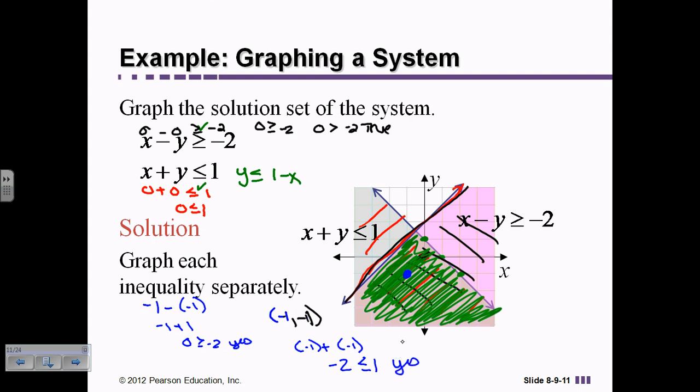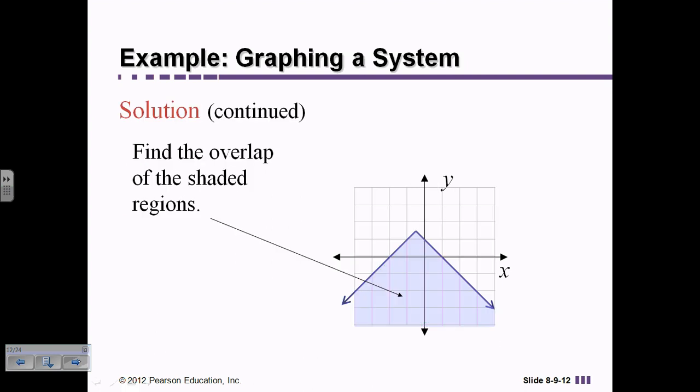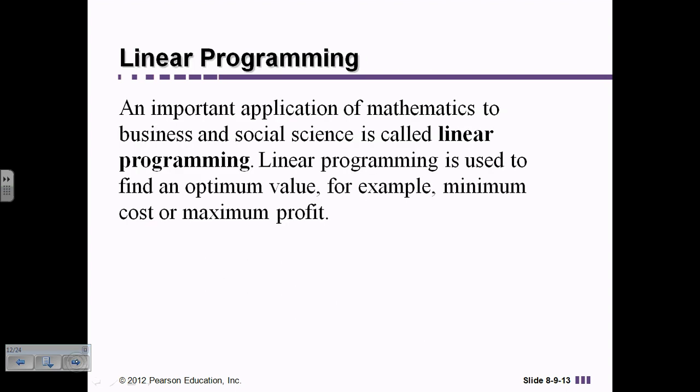So again, what we found is that any point in that green region is a solution to both problems. That's what we're saying here: the overlapping region is the solution to the problem, and any point in that area will be a solution to both equations.